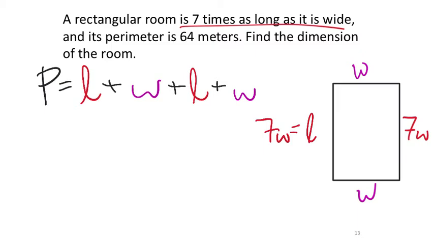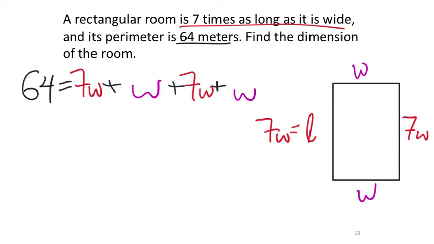So I don't want to see L's. I want to see 7W's. So that's what I'm going to do. All right, and it did say up here that the perimeter is 64 meters, so I'm going to replace the P with 64. All right, and yep, this becomes an equation that all we've got to do is solve.